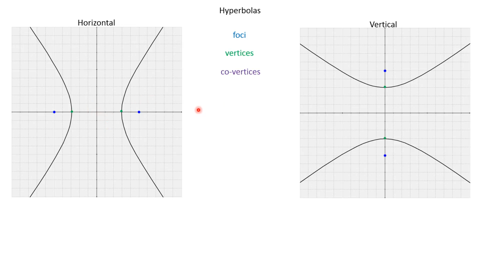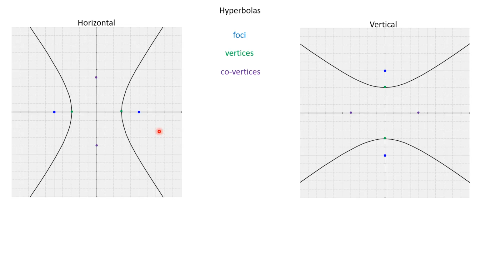We have covertices. The covertices are going to go the other way. So there and there, and then for vertical, they go horizontal. Notice the covertices aren't actually on the hyperbola. They're just kind of floating out in space. Well, we're going to use those in a second.